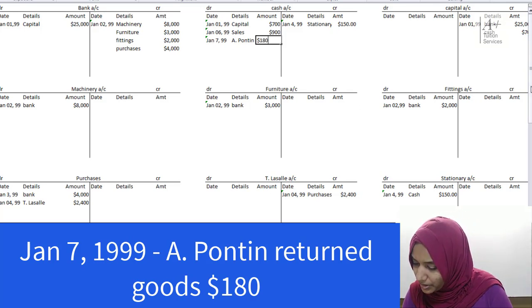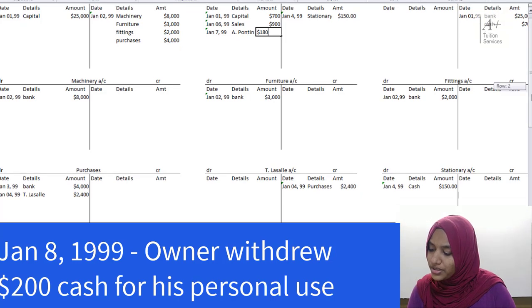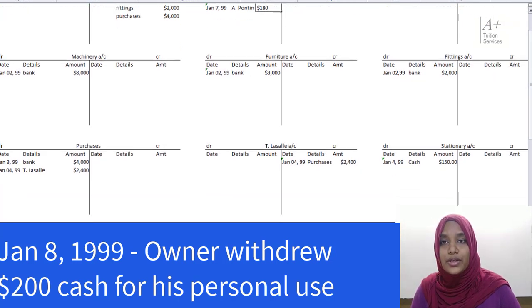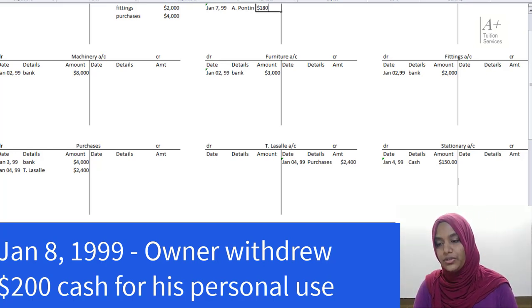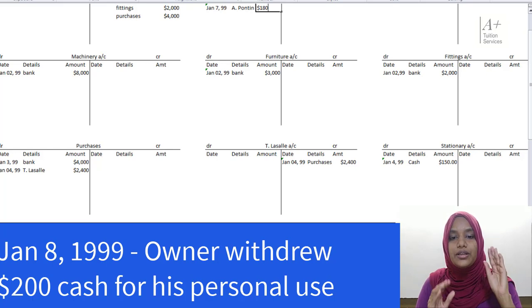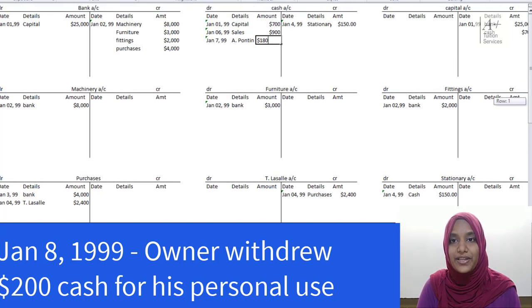The next one we're going on, owner withdrew $200 cash for his personal use. So when we withdraw money, we usually take money out of the bank and put it into the cash account. So in this transaction, we're using 2 accounts, which is bank and cash. He's taking money out of the bank and putting it into cash.